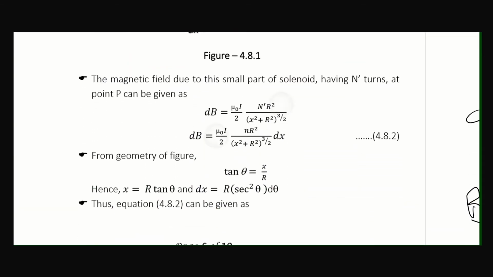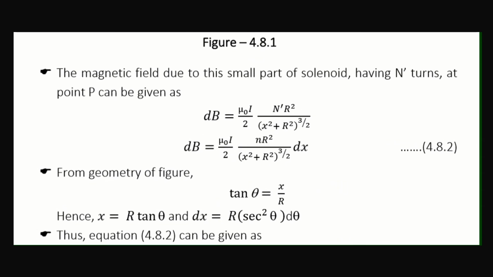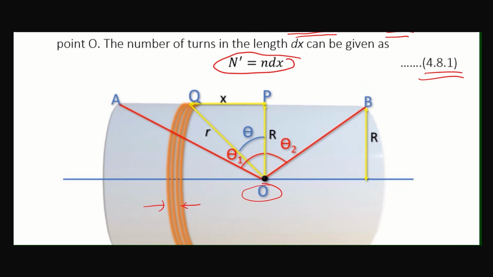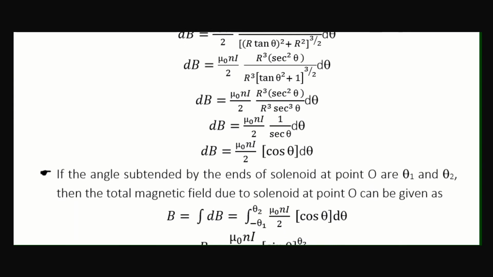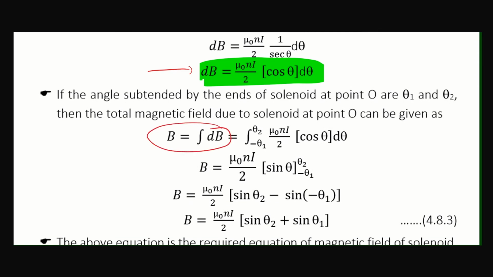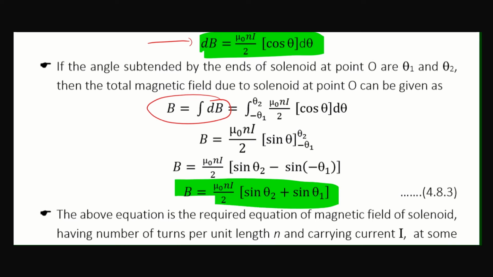And then we use the formula for rings, that if you have n number of turns, you can find out the magnetic field with this formula. What is n prime here? N prime is the number of turns in the small length dx. And how do we find it? As per this equation 4.8.1. So we have used it. Then we have a little bit of trigonometry. Just like the straight wire, if you have any confusion, you should go back to the derivation of the straight wire and watch the video again. Simplify, substitute, and this is where we reach cos theta. Here, this is dB. dB is the magnetic field at point O due to a small part of the solenoid, and to get the total magnetic field we integrate dB, and ultimately we end up with this formula, which is the formula for the magnetic field of a solenoid at a given point on its axis.